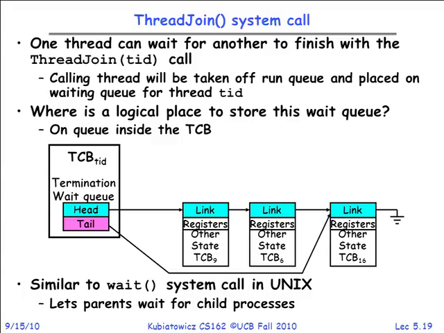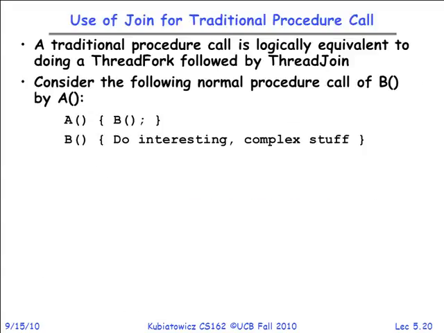Any other questions? Now, so traditional procedure call is kind of logically equivalent to a fork followed by a join. You ready for some silly code? So A calls B. B does some interesting complicated stuff. Okay?